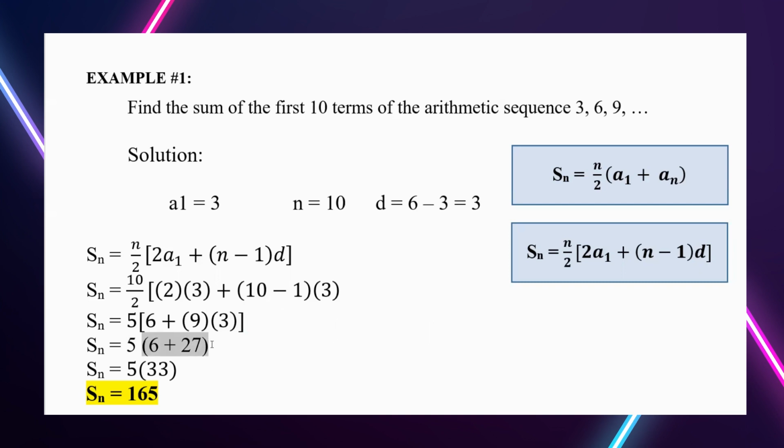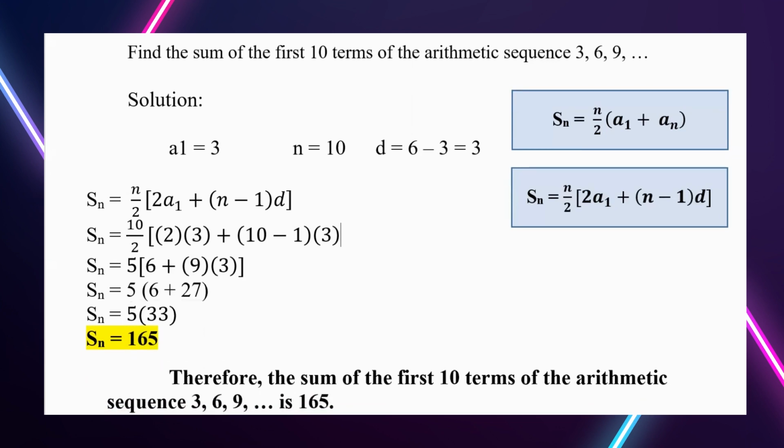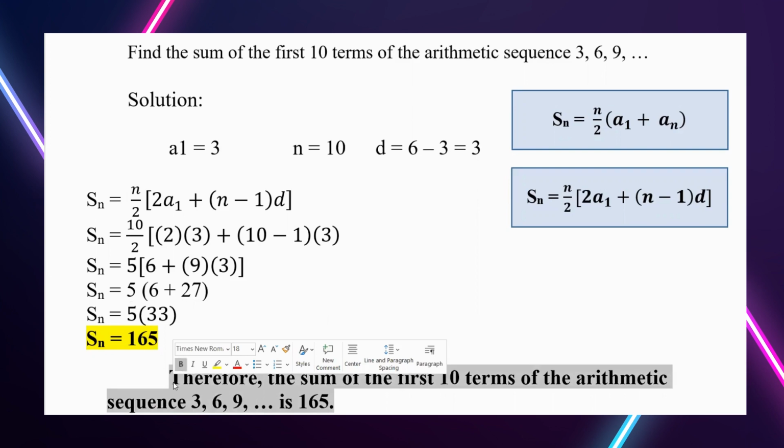Bakit? Dahil applying the rule of PEMDAS. So 6 plus 27 is 33. So therefore, S sub n is equal to 5 times 33. And get the product of 5 and 33. 5 times 33 is 165. Okay, therefore, what is 165? 165, therefore, the sum of the first 10 terms of the arithmetic sequence 3, 6, 9 is 165.